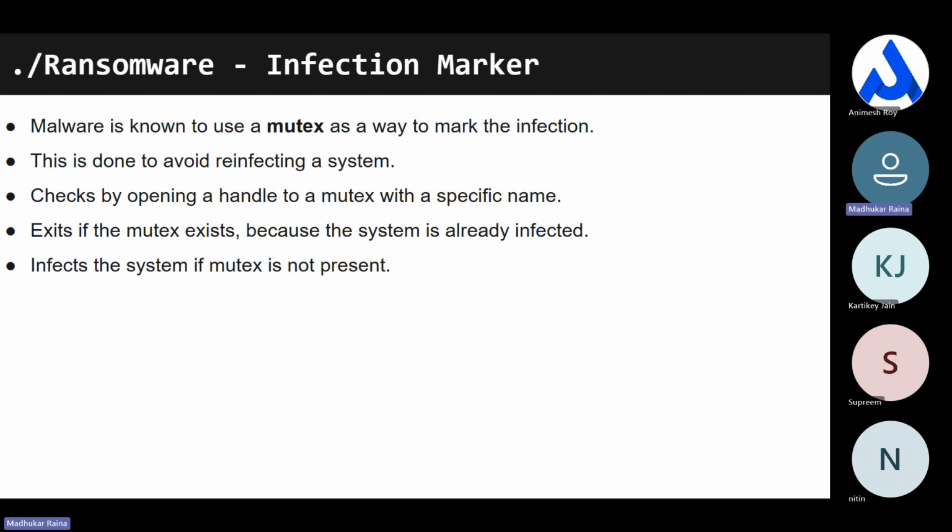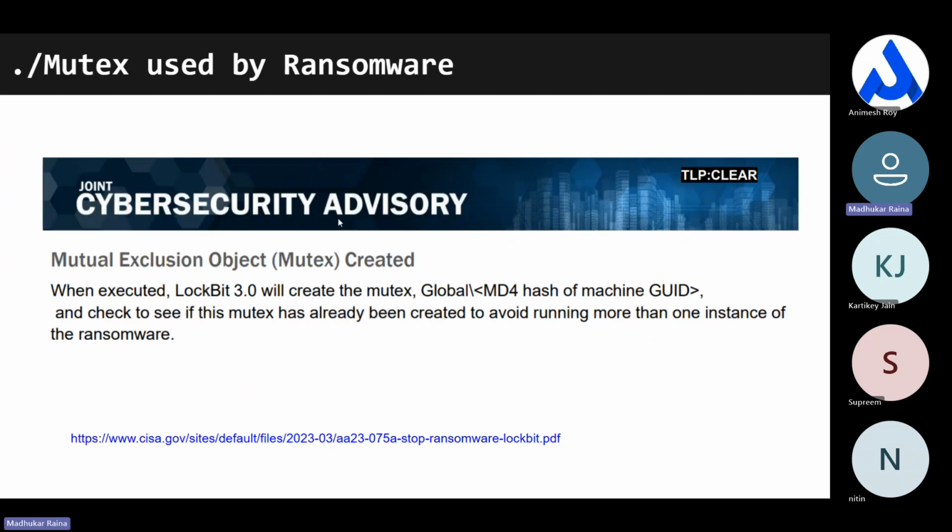So there are other ways also to add an infection marking on a system, but this is also one of the ways. Ransomwares like BlackBuster, BlackMatter, or WannaCry used this. This is also one of the examples from CISA. They have added an advisory for LockBit 3 ransomware, which also creates a mutex, but this is a dynamic mutex. It's not a hard coded value of a mutex.